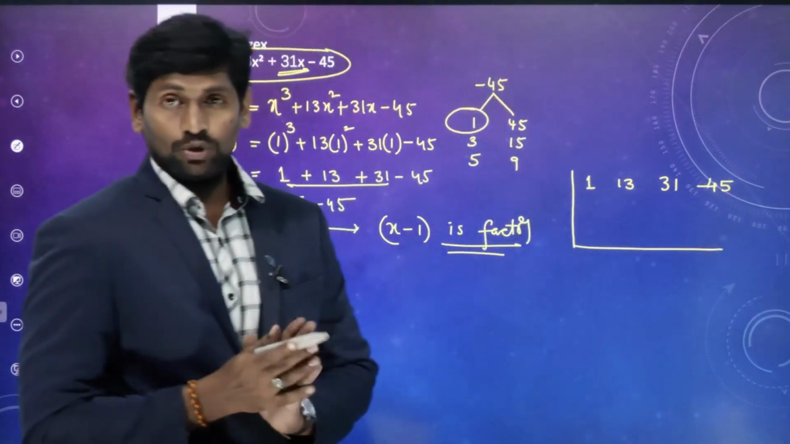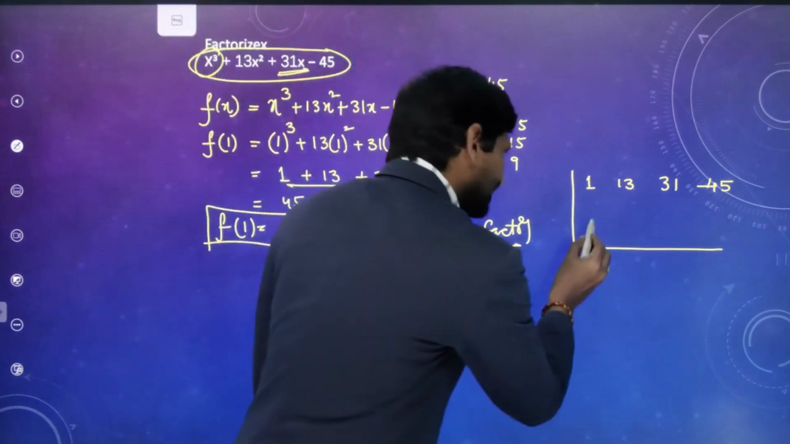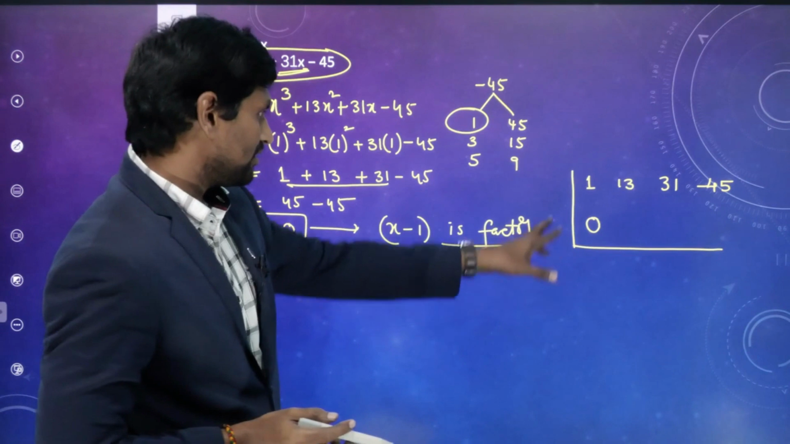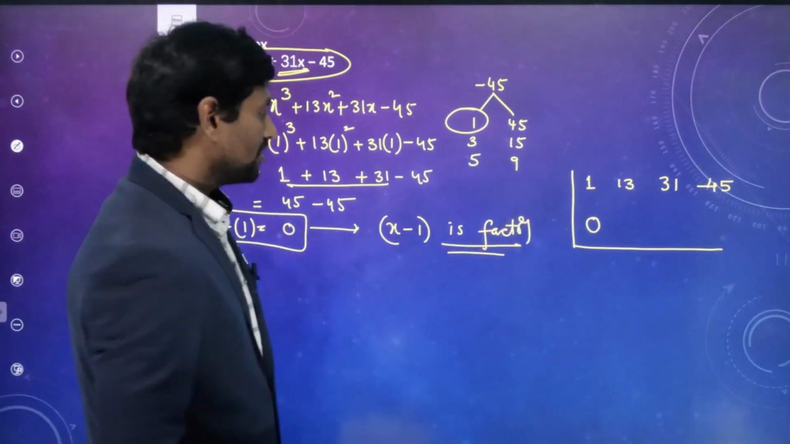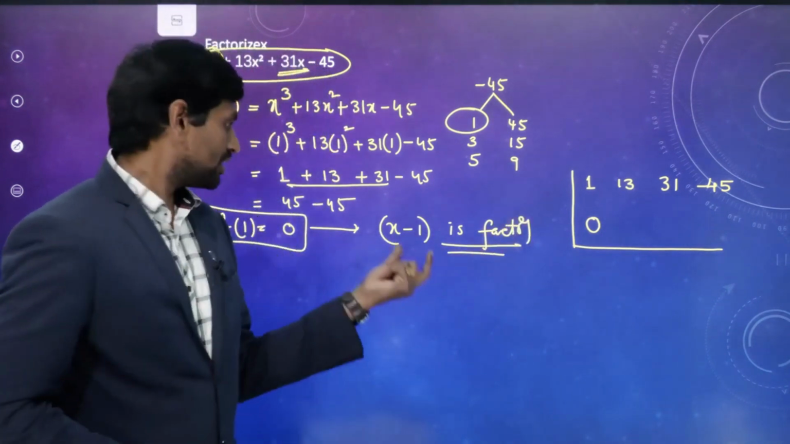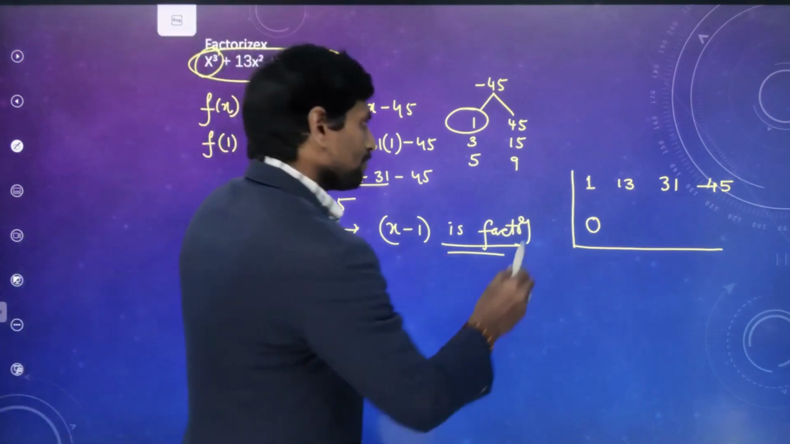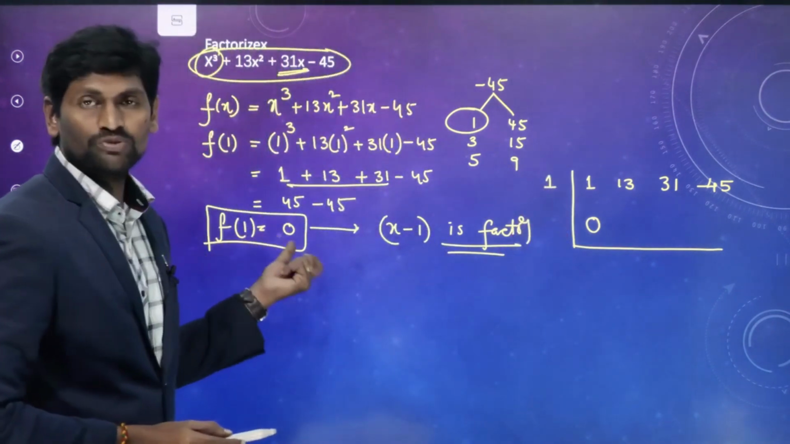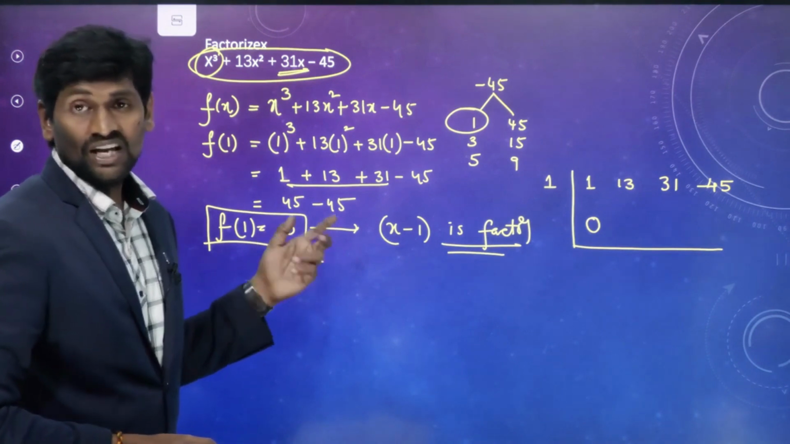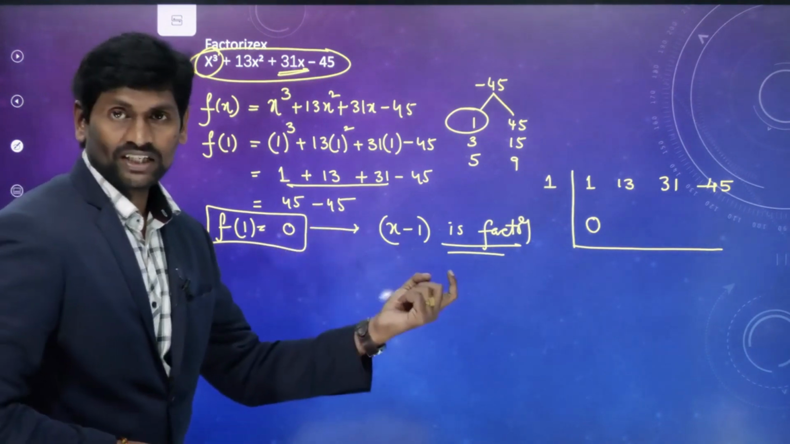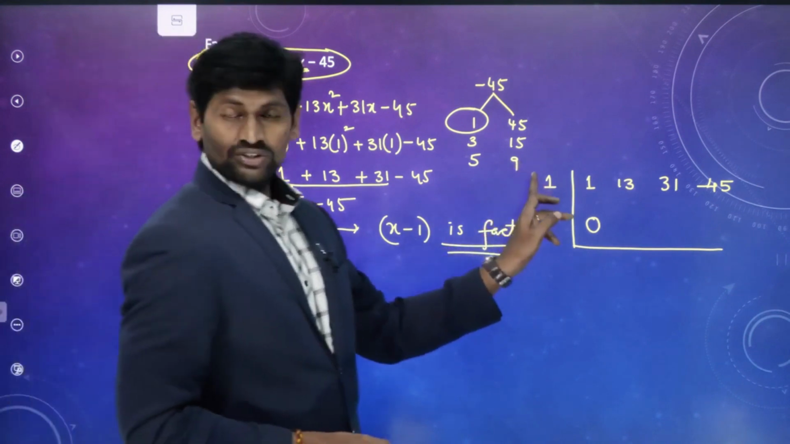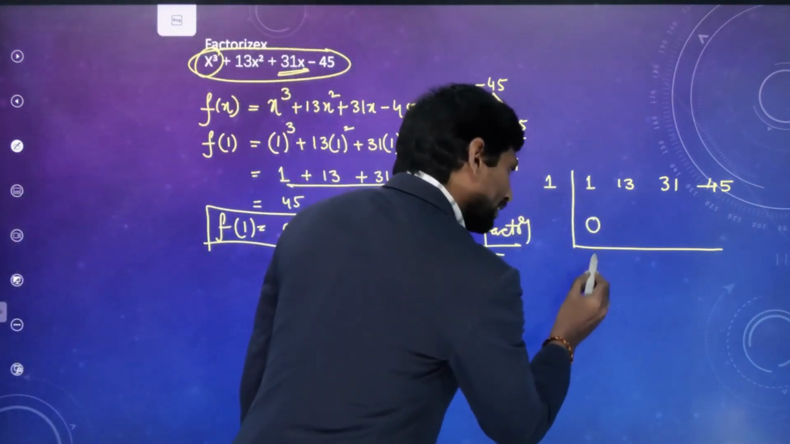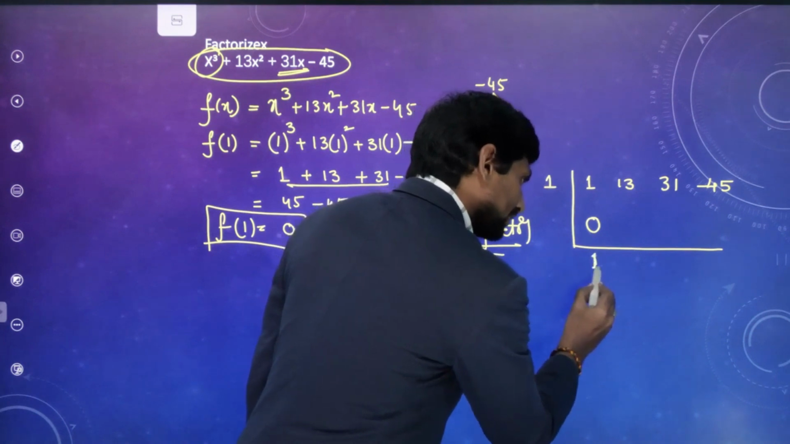Okay, so while doing synthetic division, in the first position we need to take 0. And what is the factor we got? x minus 1. That means 1 is the solution. f of 1 becoming 0 means 1 is a solution of the polynomial, and x minus 1 is a factor of the polynomial. So 1 is the solution, and I am taking 1 here. Now add these two, 1 plus 0 is 1.